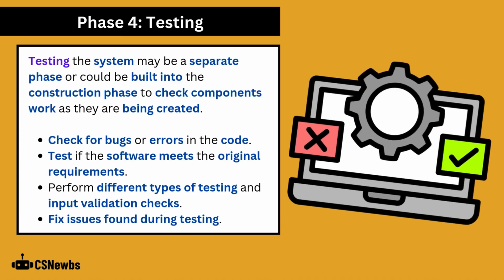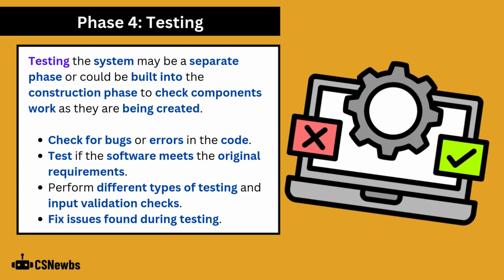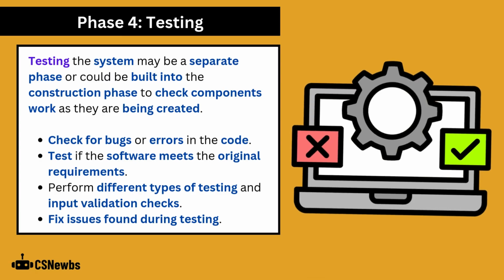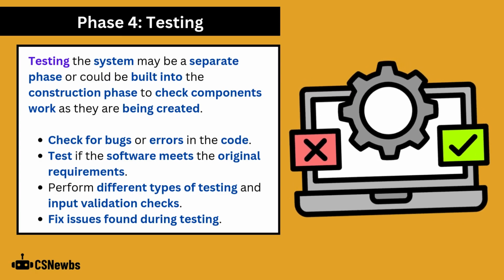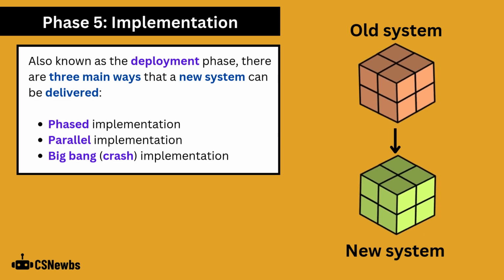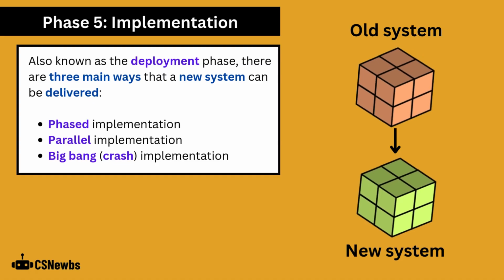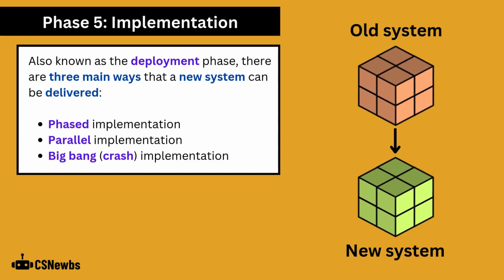In this phase, programmers will check for bugs or errors in the code, test if the software meets the original requirements, perform different types of testing and input validation checks, and fix any issues found during testing. Also known as the deployment phase, there are 3 main ways that a new system can be delivered. This can be through phased, parallel, or big bang implementation.